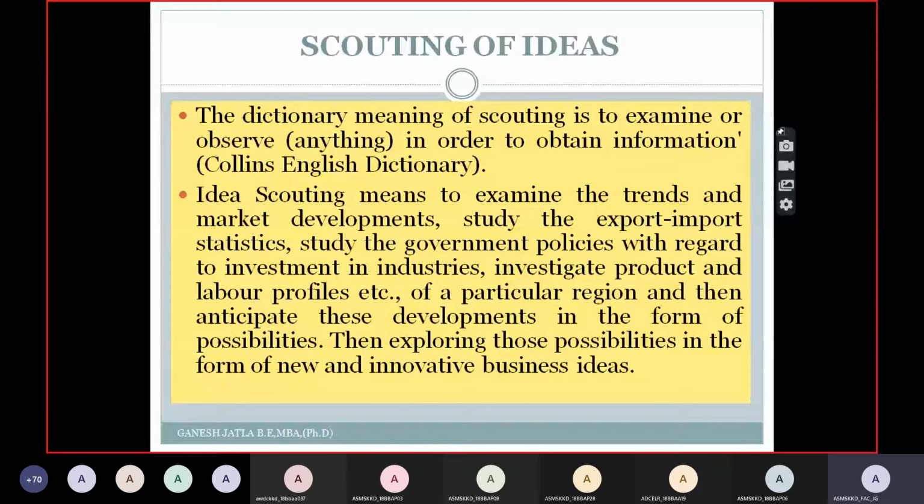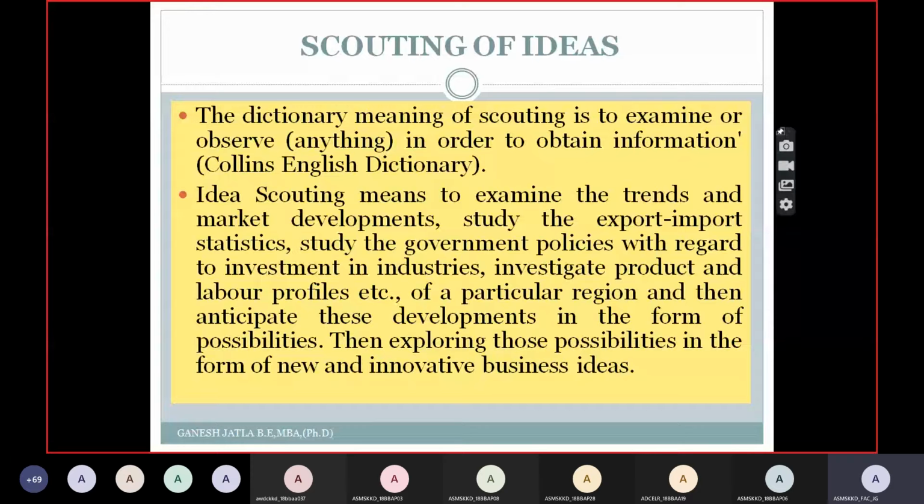So in simple terms we can say that idea scouting is the process of observing or examining the market trends or the import and export policies of the government, as well as the government's policies with regard to the investment in the industries, as well as searching for the labor profiles in the particular region, and then assessing the possibilities where you can invest in these particular areas. For example, if for any particular product the import export prices came down, then automatically you can export that product to other areas. So these are the aspects generally you take into consideration, and the trends in the market are also another important one. So you search the ideas.